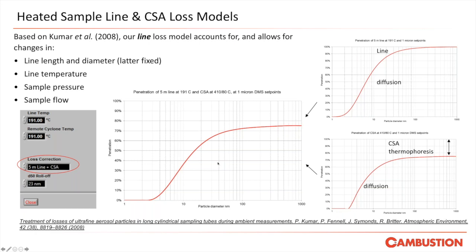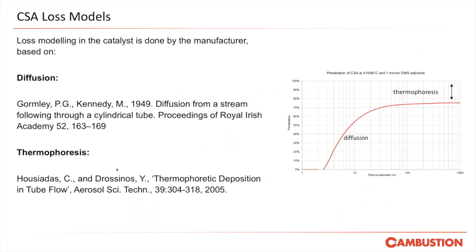I'll go in some detail about those two models coming off, but certainly the sample line model we've actually been using for years, but offline via Excel rather than integrating the software. So it's pretty well proven. The loss in the CSA is modeled by the manufacturer, including these two models here for diffusion and thermophoresis.